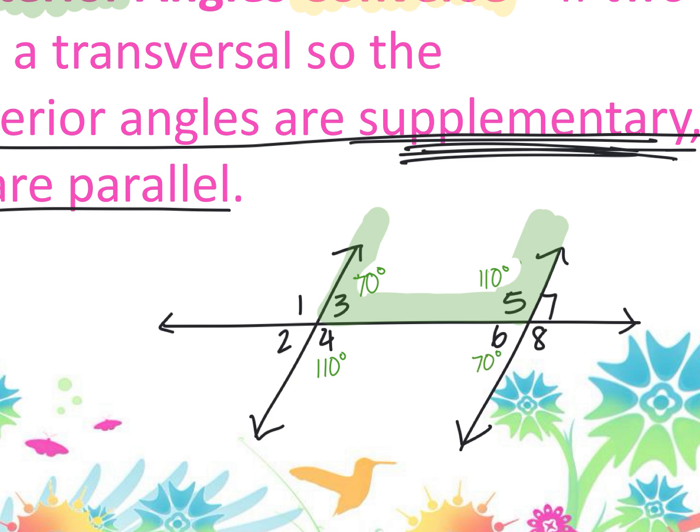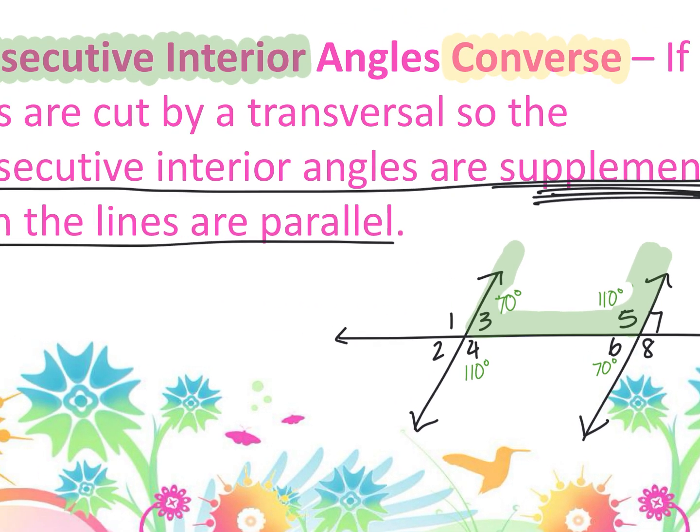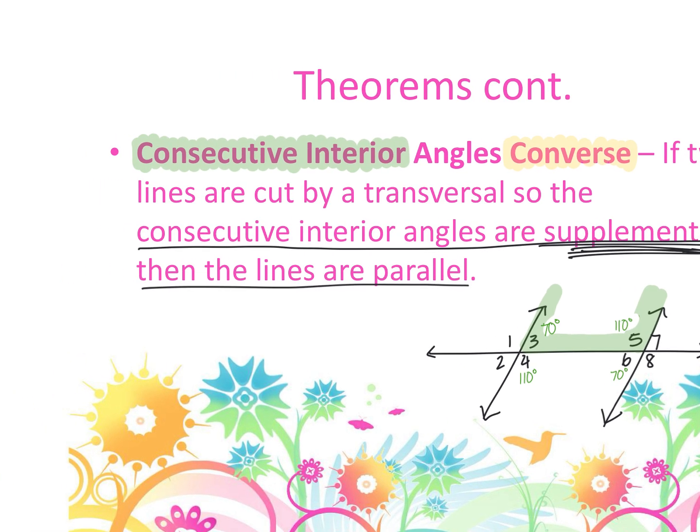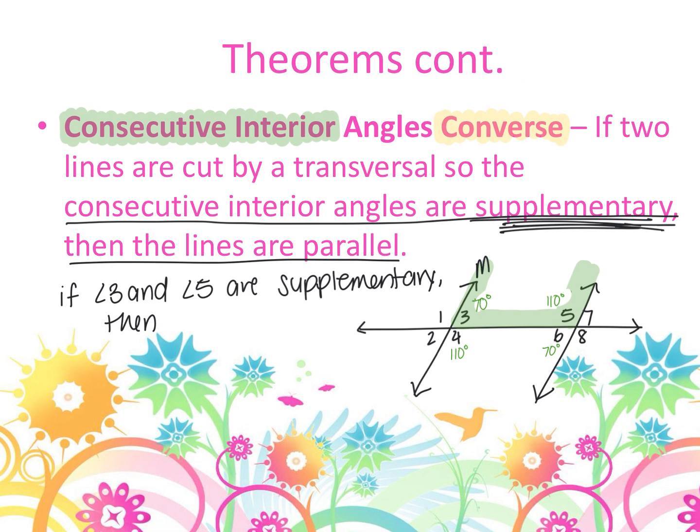and 4 and 6 would also be considered consecutive interior. So, how would I write this as a statement? I would write it as if angle 3 and angle 5 are supplementary, then, let's name our lines. We'll say M and N. Line M is parallel to line N.